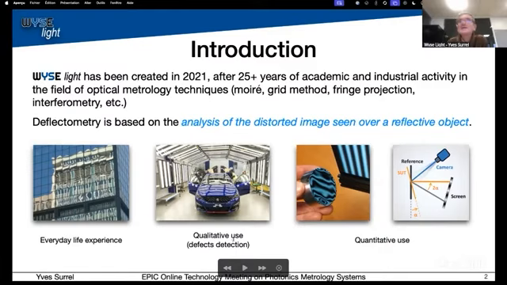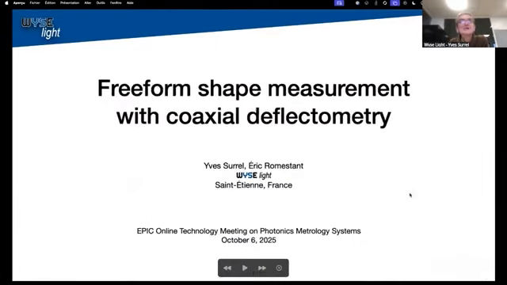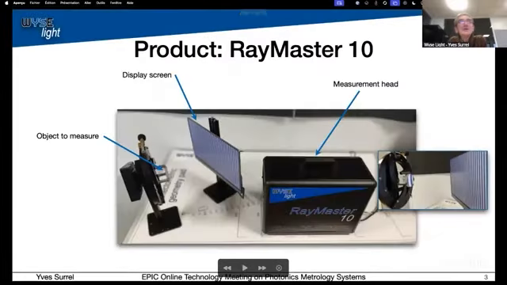And we have turned this technique to really quantitative use, simply by replacing the neon tubes with a display monitor that will project fringes, and using very simple physics based on optics. It's simply using the law of reflection, Snell's law of reflection. Our product is a system that can measure various reflective parts. I will show some examples later.